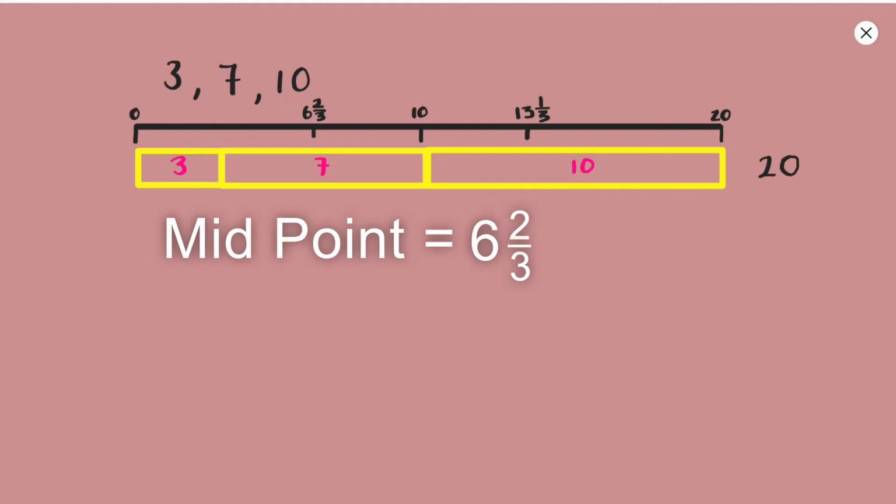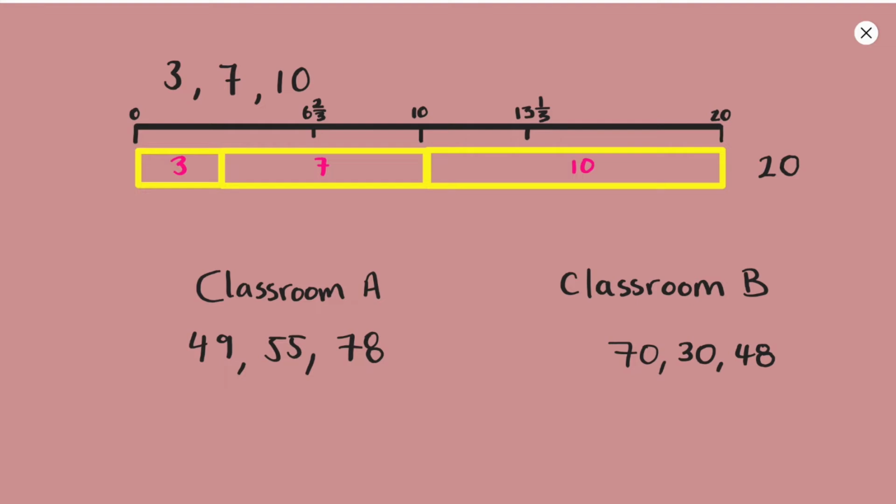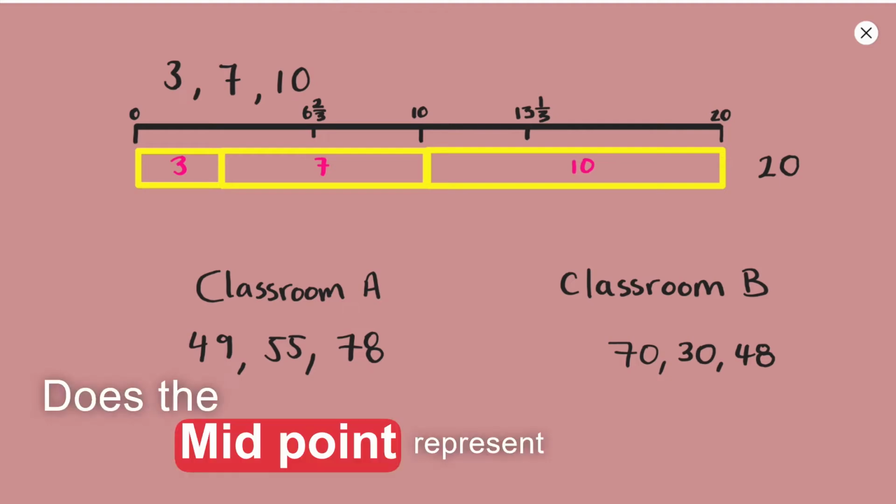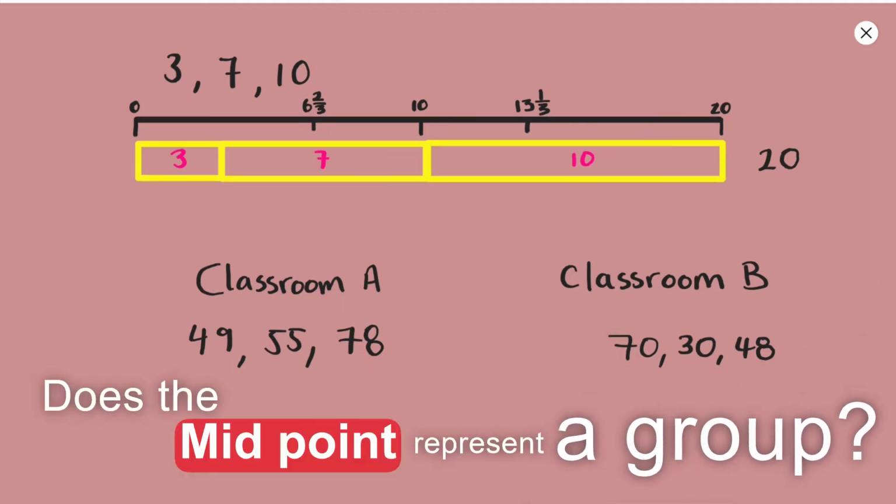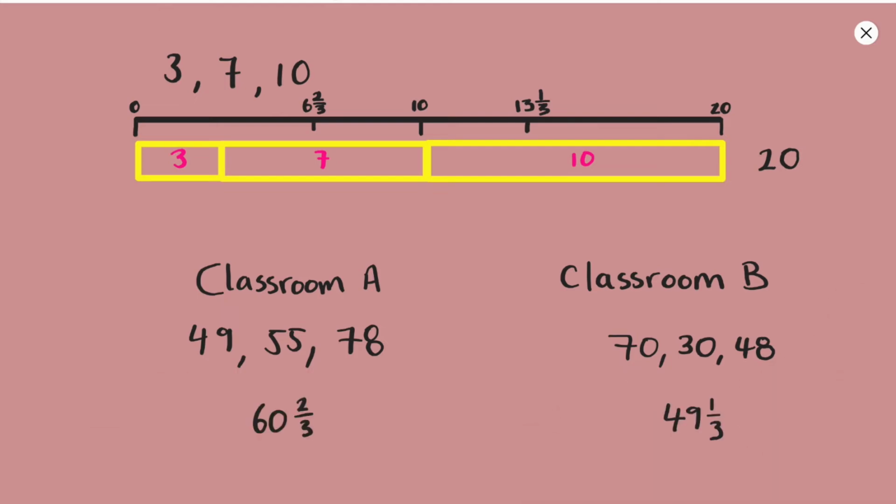Let's say we had 3 numbers from a test score. We want to know which group has done better. If we pick the top, we could compare and say that classroom A had done better. But that person is one person and it does not take into account the others. Which brings about the question, does the midpoint represent a group? Let's take a look at the midpoint of all of those numbers and see what happens.